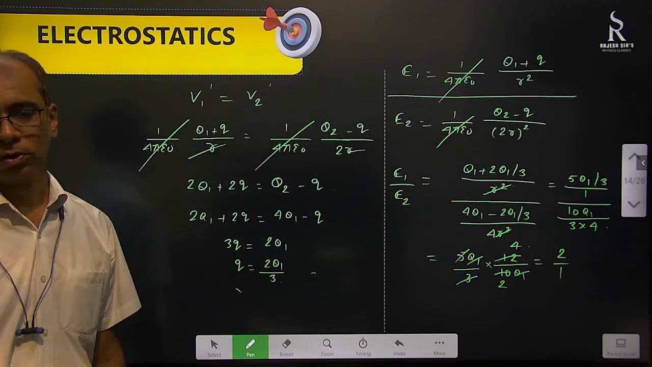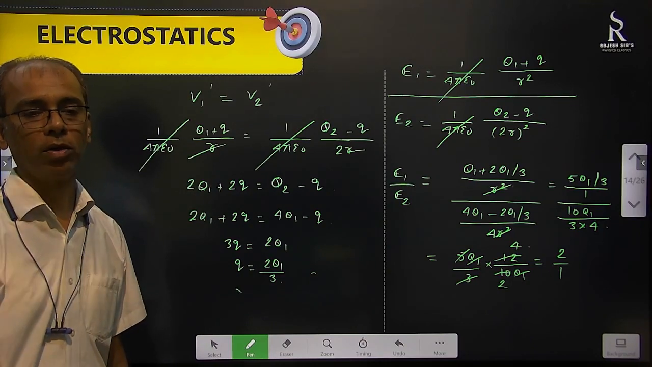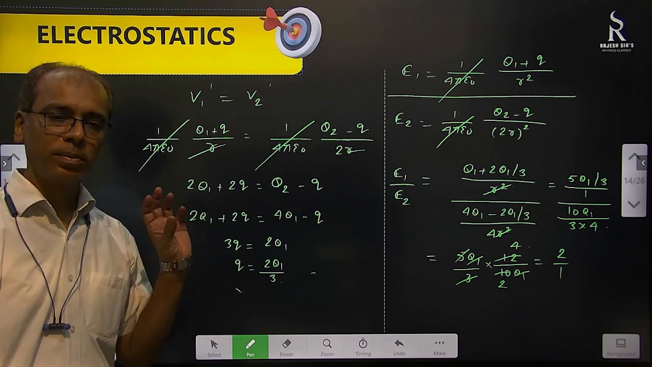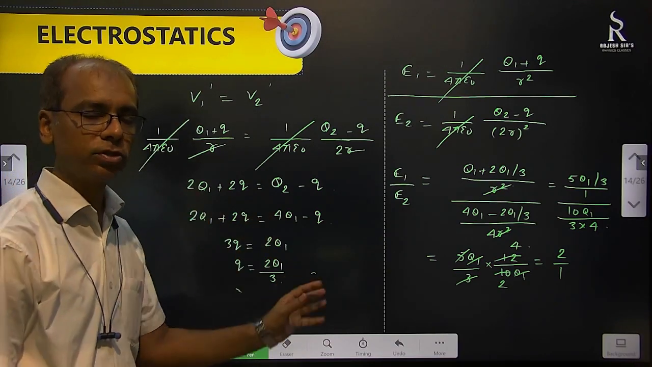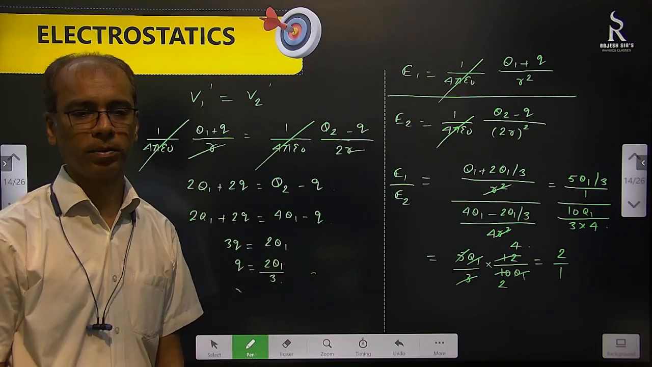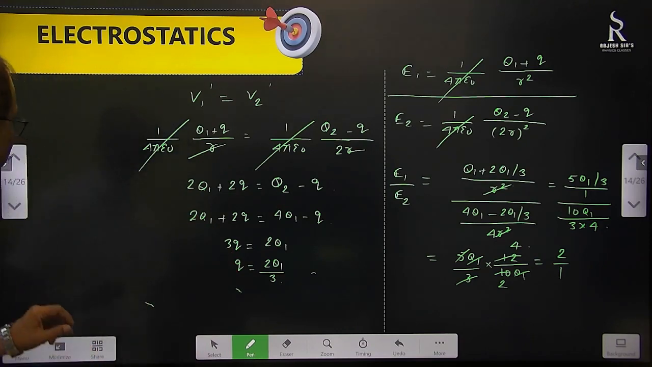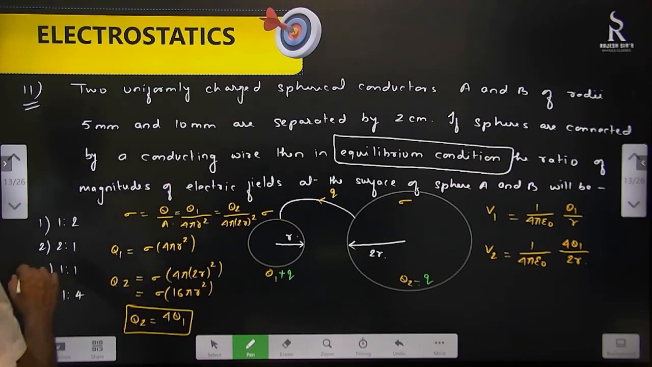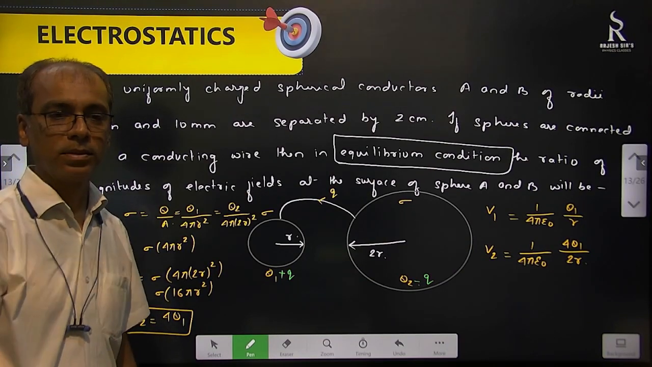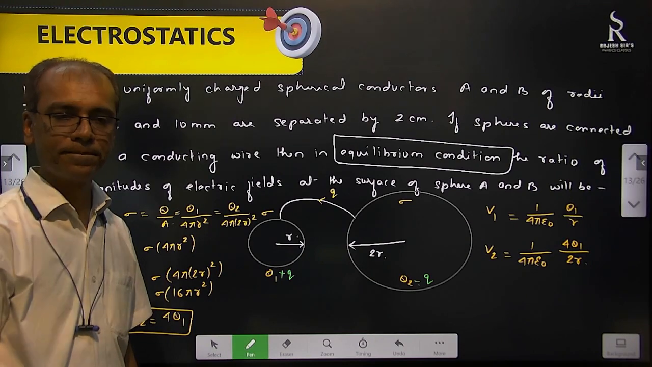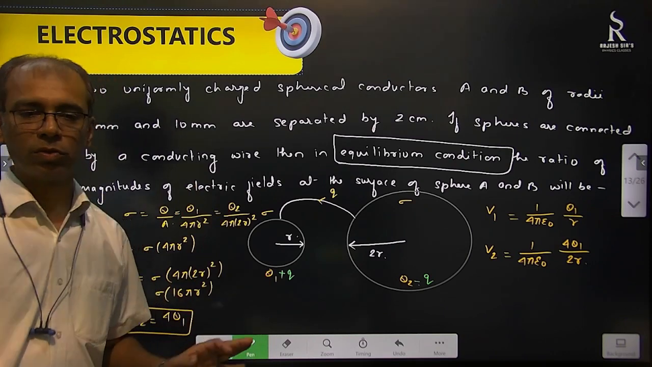My God, this is also a long question. This is also a slightly long question. Okay, but if you do this using the capacitance concept in the next chapter, we'll solve this again. It will become slightly smaller, not very small, slightly smaller. So what is the answer? 2:1. Let's check. The answer is there. The option is there. These are long questions. Okay. Is it clear to you, students?